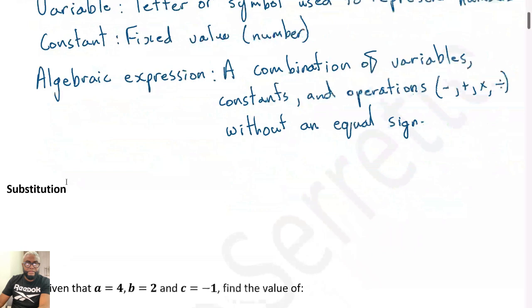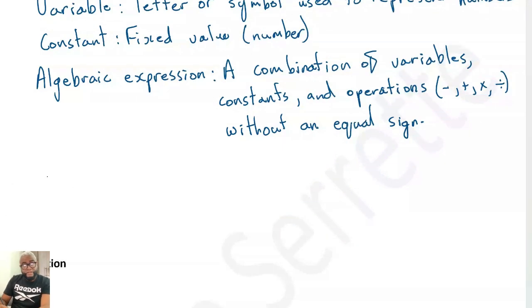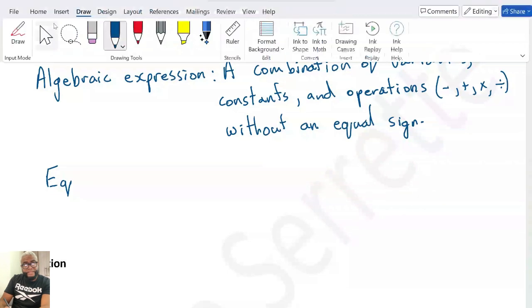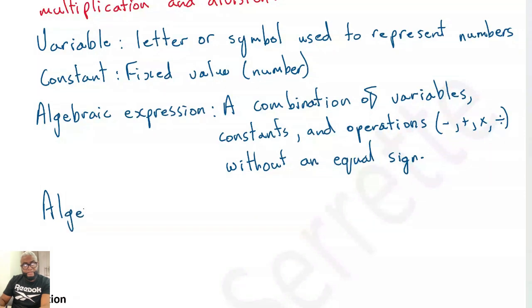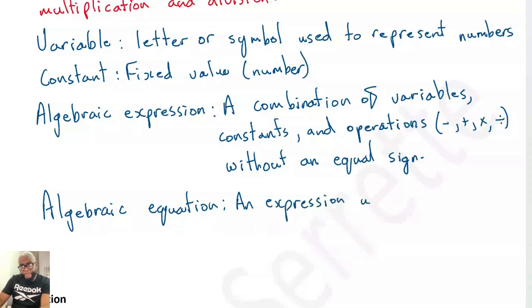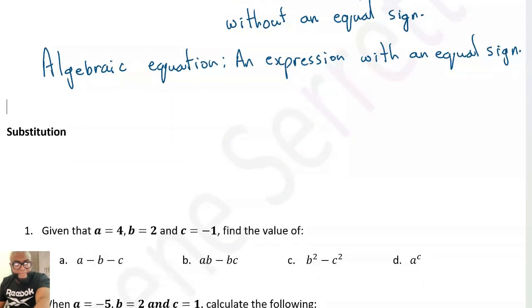And then an equation. Well, let me put algebraic equation. An algebraic equation would be an expression with an equal sign. Right? Yes, so I just want to bring this up. I'll go back up there.